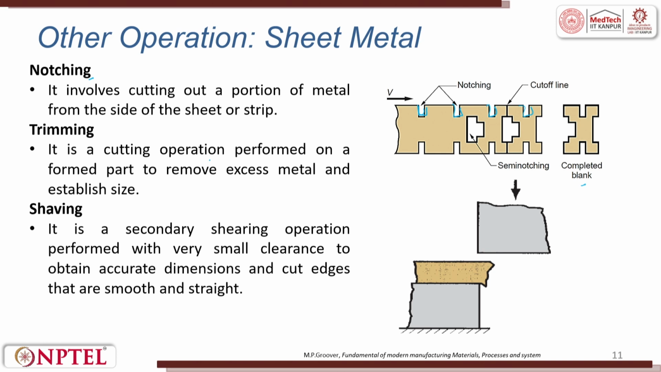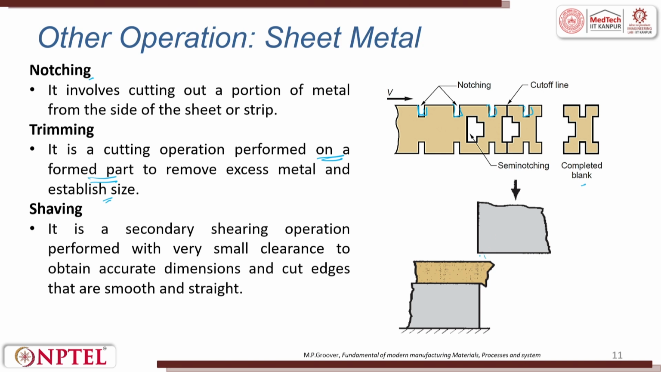Trimming is a cutting operation performed on a formed part. Please understand, this is on a formed part, to remove the excess metal and establish size. Trimming is like you take a scissor and cut, right. The barber does a trimming operation. Cutting of the excess metal from the manufactured part is trimming.